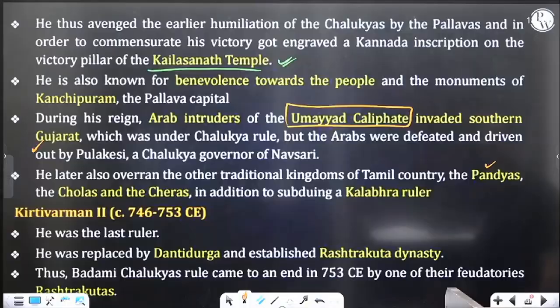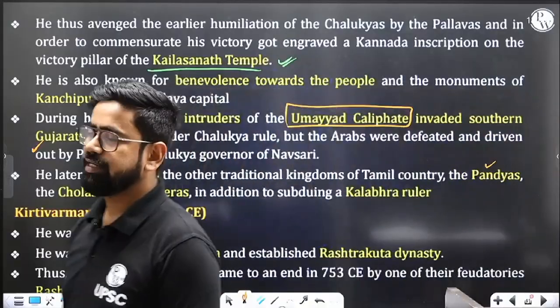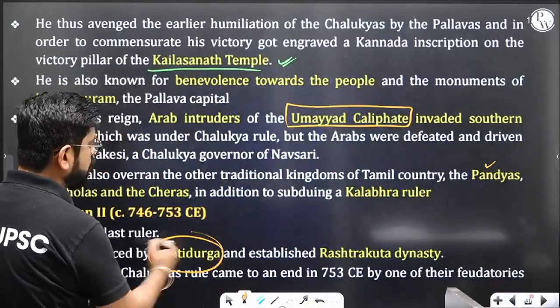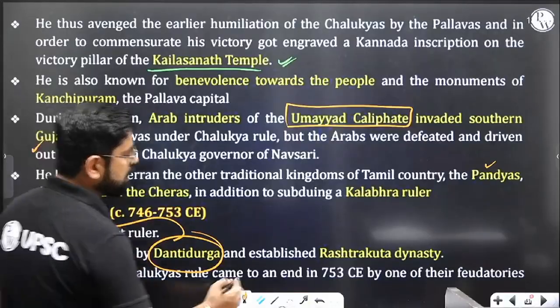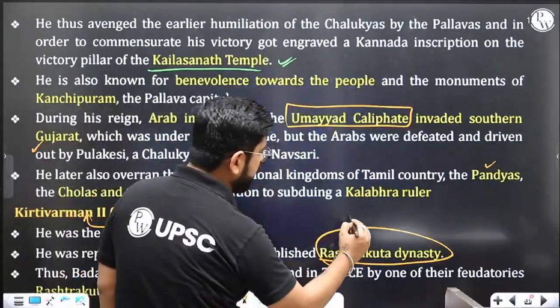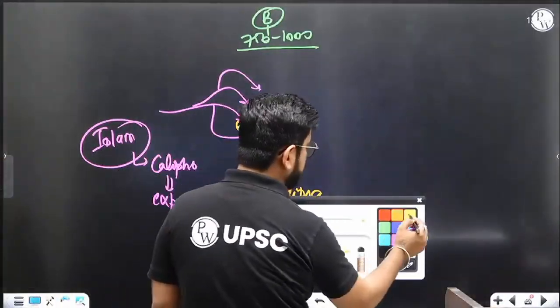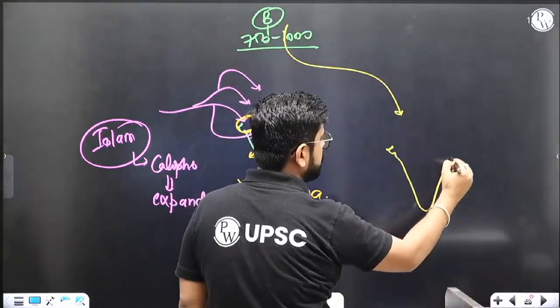Again, Kirtivarman is the one who got defeated by the Rashtrakutas. Danti Durga will defeat Kirtivarman, and a new dynasty will be established, the Rashtrakuta dynasty. This is 750. This is Zone B. When we say Zone B, it means three big kingdoms.